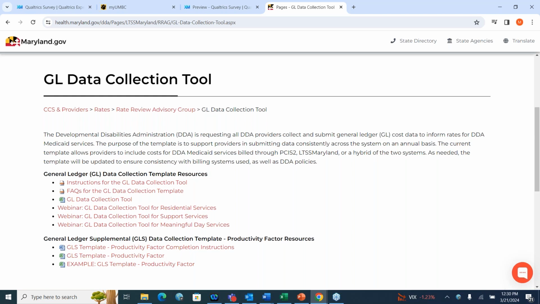We have this training today. We have another training on the General Ledger Supplemental Template on April 1st. And we are, of course, available by email for specific questions or if you want to set up a meeting with our team. So I'm going to go ahead and stop presenting, and I'm going to turn it over to my colleague, Elizabeth Blake, to walk through an example template.